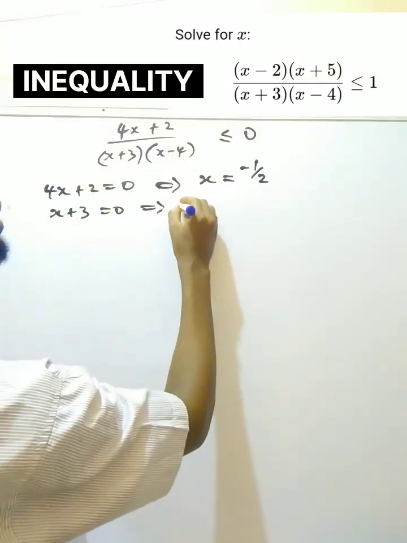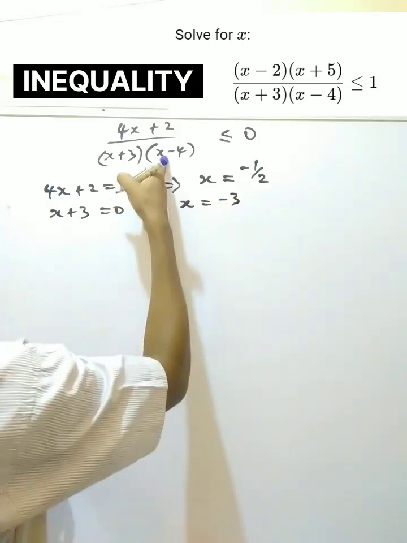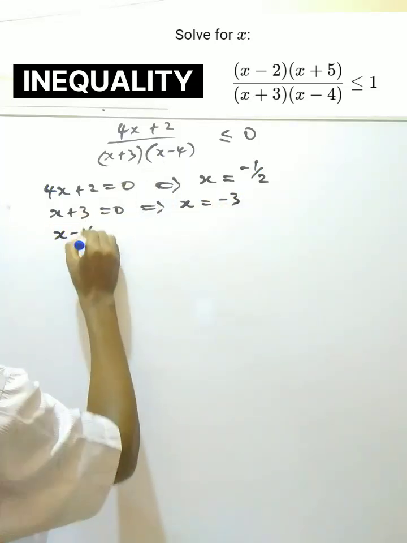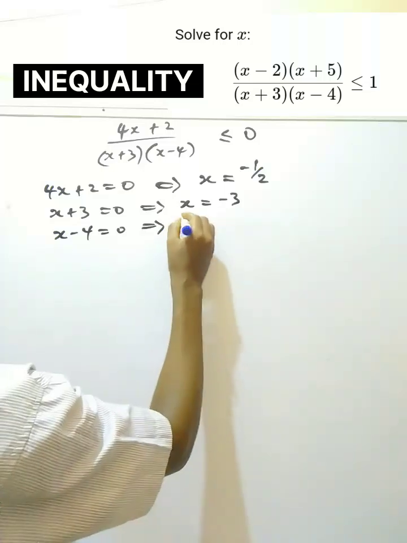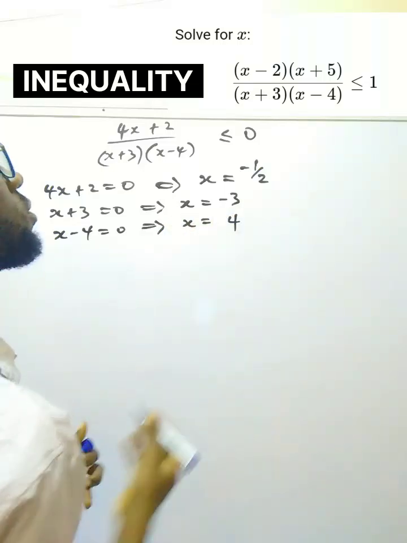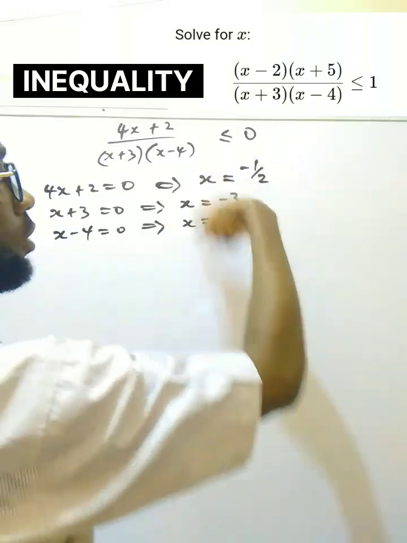That implies that x should be equal to minus 3. From this other denominator, x minus 4 equals 0. That implies that x should be equal to 4. So we have gotten the critical points.